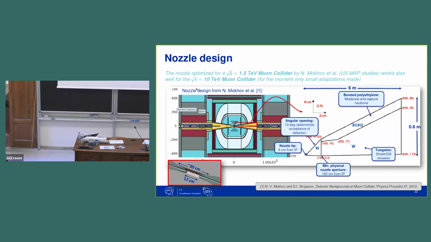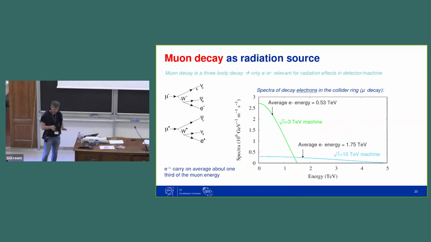The nozzle is almost 6 meters long, so about the length of L star. The nozzle base is 1.2 meters, so here we just show half of it. It is made of tungsten as a shield for electromagnetic showers. And on the outside, it has borated polyethylene to moderate and capture neutrons. So this is the main principle and the geometrical features of this nozzle. And we're using a very similar nozzle, with small modifications, also for the 10 TeV collider.